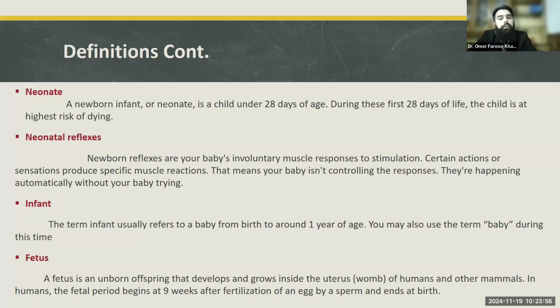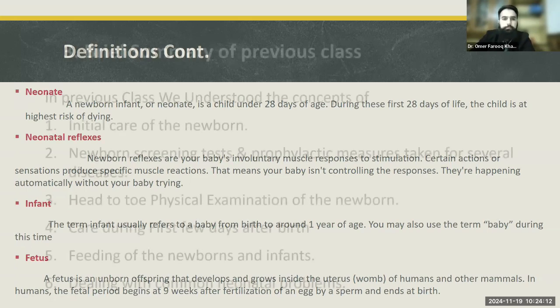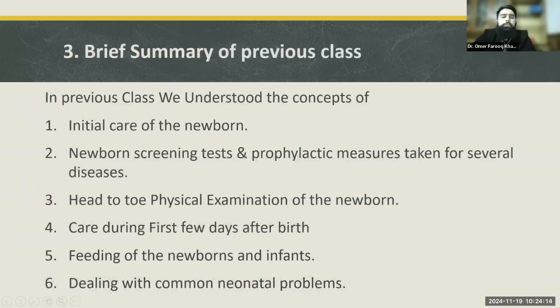And what is a fetus? A fetus is an unborn offspring that develops and grows inside the uterus of humans and other mammals. In humans, the fetal period begins at 9 weeks after fertilization of an egg by a sperm and ends at birth of the fetus.